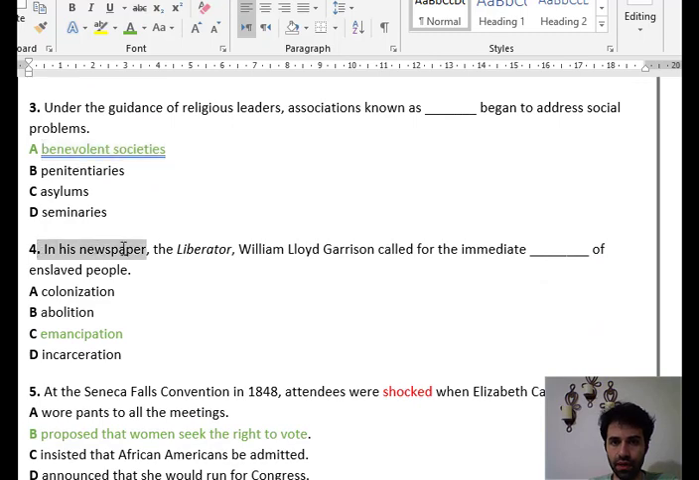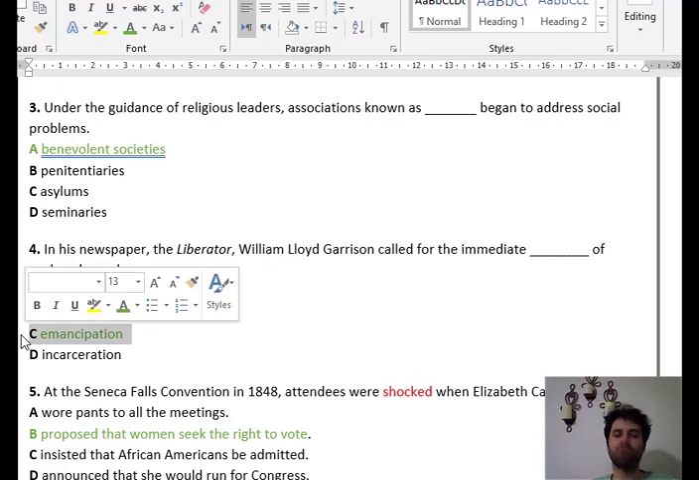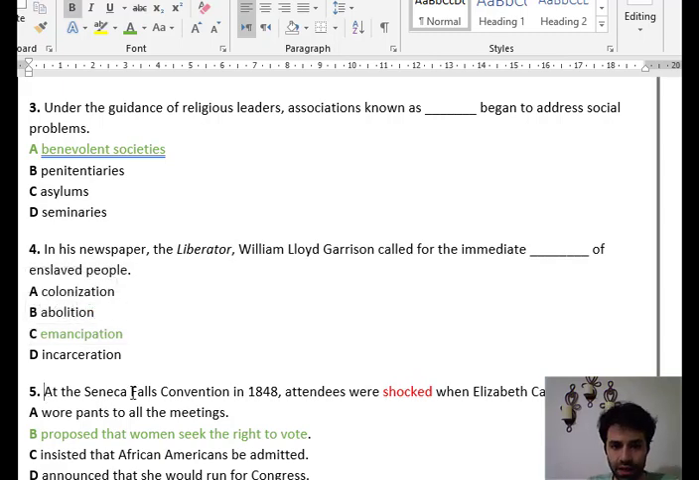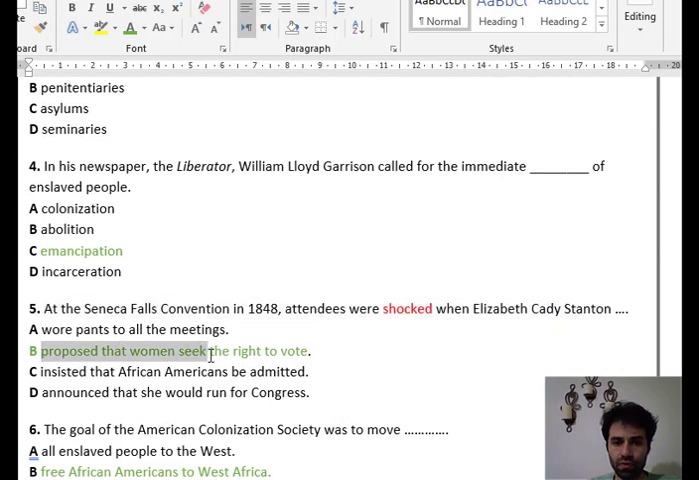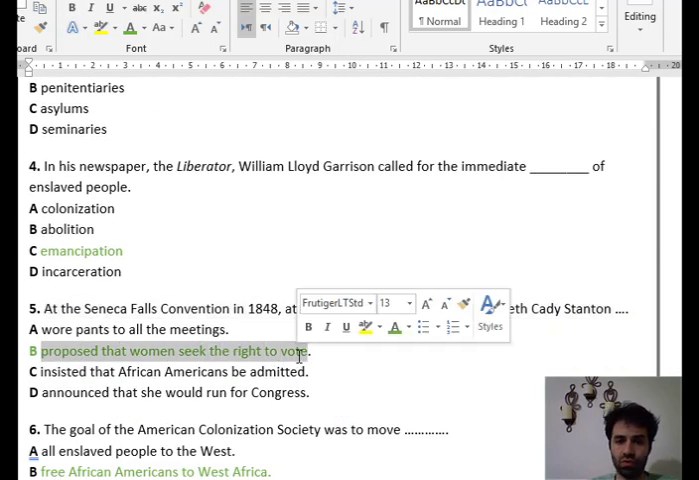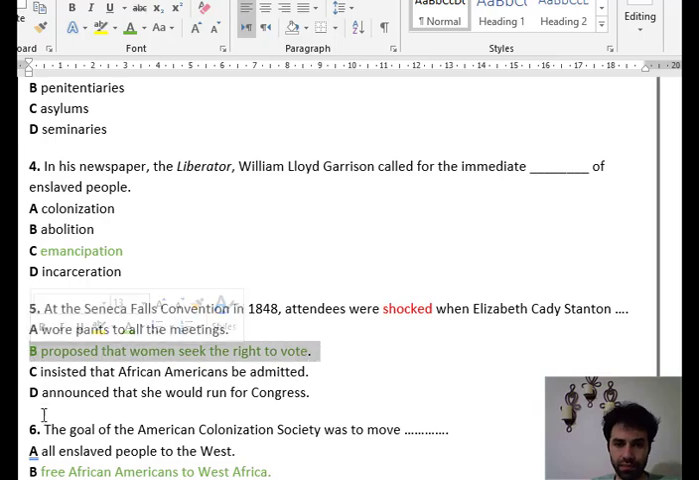Correct answer. In his newspaper, the Liberator, William Lloyd Garrison called for the immediate of the enslaved people. So it's actually emancipation, which means setting them free. At the Seneca Falls Convention in 1848, the attendees were shocked when Elizabeth Cady Stanton proposed that women seek the right to vote. Actually, nobody expected that.